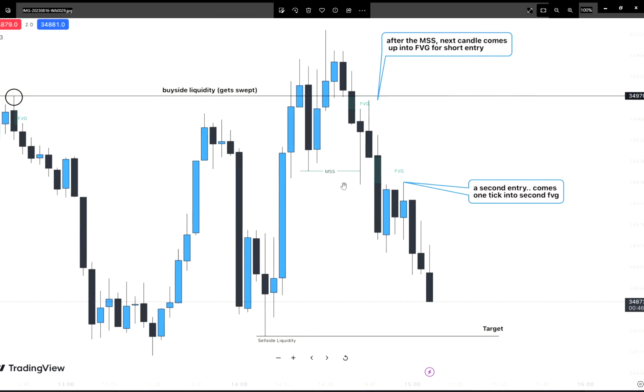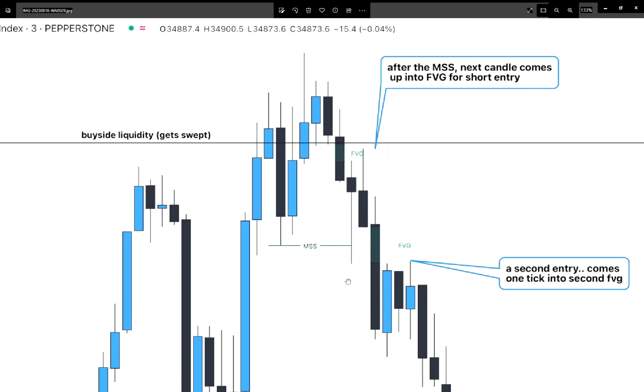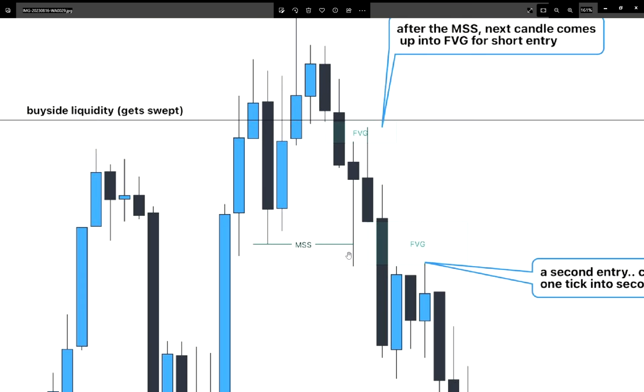So let's talk about the market structure shift. And I'll just come back to see if there's any points that I missed, to see if there's anything I missed about the liquidity sweep.